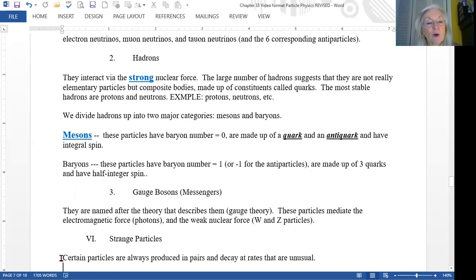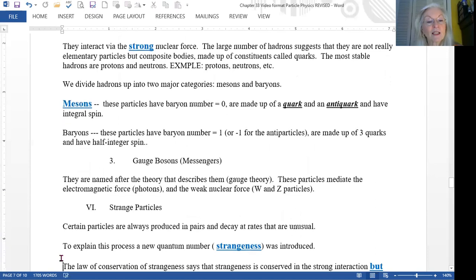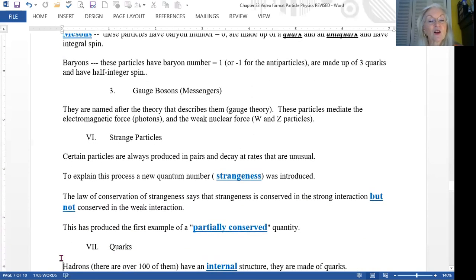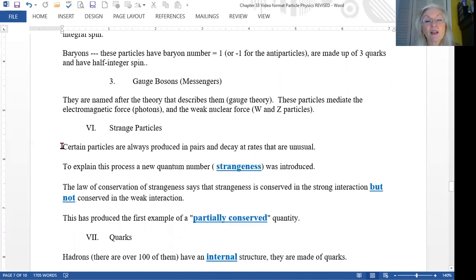So let's talk about strange particles. I alluded to them earlier. I just didn't give them a name. So certain particles are always produced in pairs, and they decay at rates that are very unusual. To explain this process, they came up with a new quantum number called strangeness. So the law of conservation of strangeness says that strangeness is conserved by the strong nuclear force interactions, but not in weak nuclear force interactions. So it's only sometimes conserved. And in physics, when it's only sometimes conserved, we think of that as strange, and so that's where the name came from.